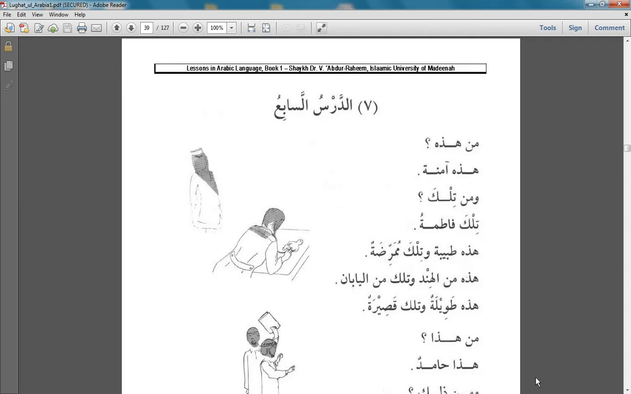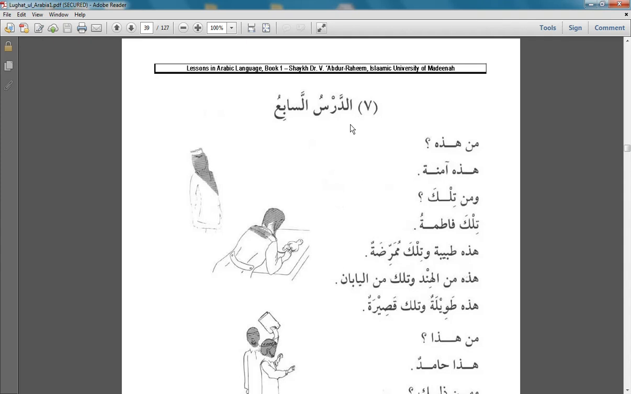Bismillah ar-Rahman ar-Rahim. This lesson is the seventh lesson, and we're going to be discussing the points that were mentioned in the English key. So let's go through it, and anything that needs discussing, inshallah, we will do so. Ad-darsu sabi' means the seventh lesson.